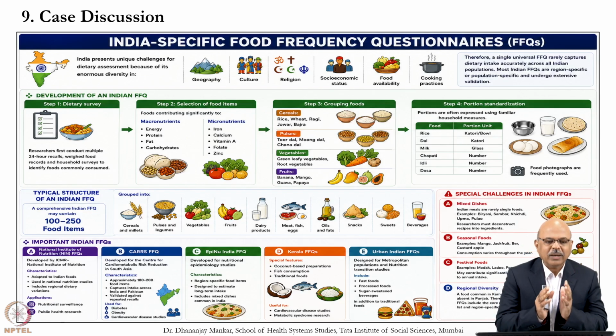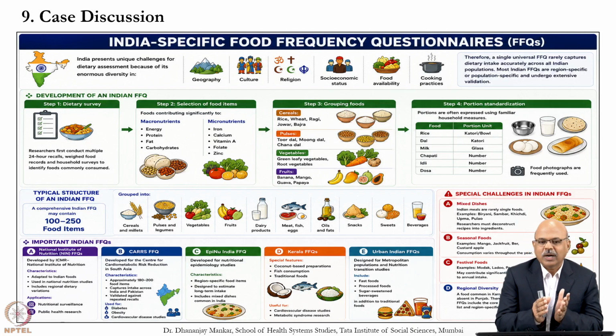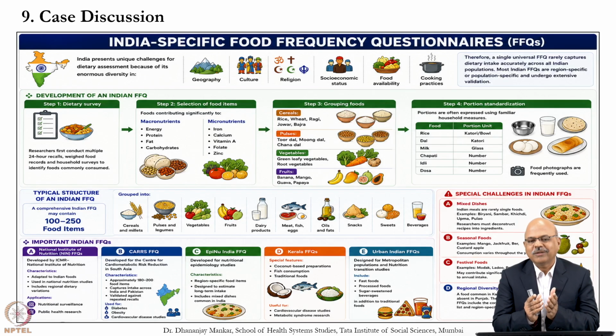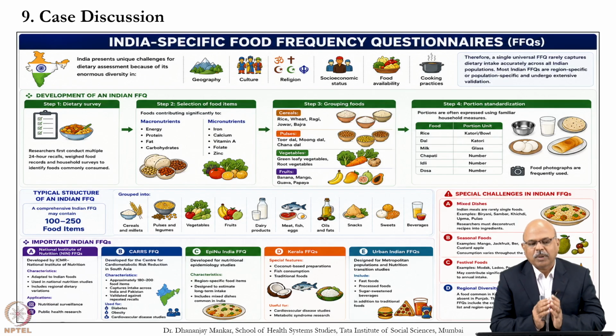Indian FFQs may contain 100 or more, or closer to 50, food items, which can be grouped into cereals, millets, pulses, legumes, veggies, fruits, dairy products, fish, eggs, meat, oils, snacks, sweets and beverages. The important FFQs taken in India include the National Institute of Nutrition FFQ, developed by ICMR and the National Institute of Nutrition. It was adapted to Indian foods used in nutrition studies, and it includes regional dietary variations. The application was in nutrition surveillance and public health research.